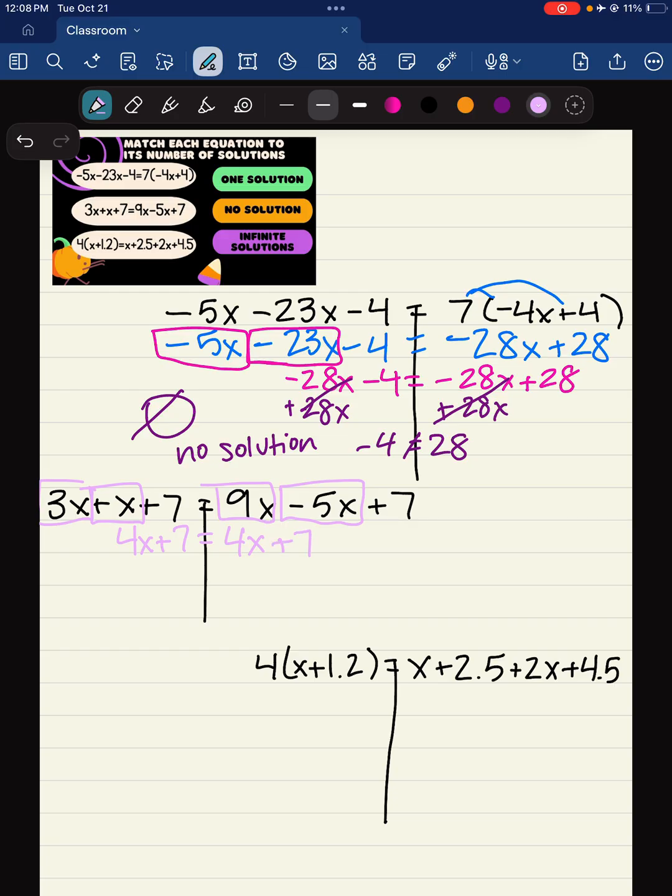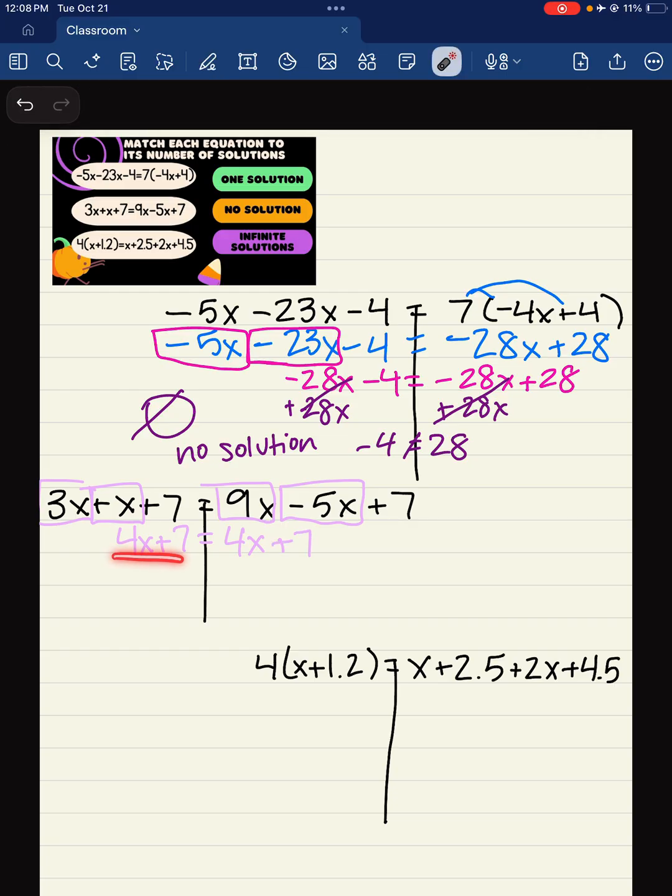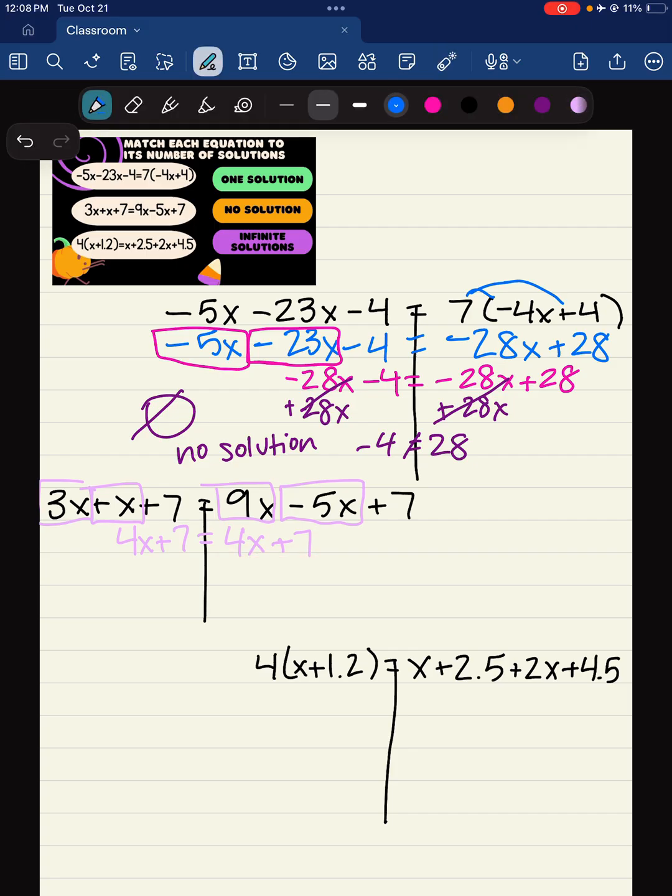What do you notice? Yes, this half is exactly the same as this half. Now, if you wanted to go a step further, you could. And you could say, I'm going to subtract 4x on both sides. That would cancel, that would cancel. So we have 7 equals 7. Does 7 equal 7? Sure does. So this would be infinity or infinite solutions.